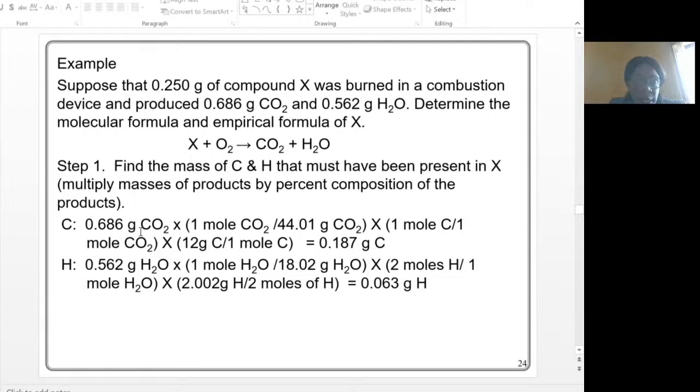Okay, so I said get the total mass of carbon dioxide, which is 0.686 grams. This 0.686 grams is there in the question. This is what was produced. Then what is our interest? Our interest is to determine the mass of carbon in carbon dioxide, because this mass of carbon is what was present in X. That's the mass which was present in X.